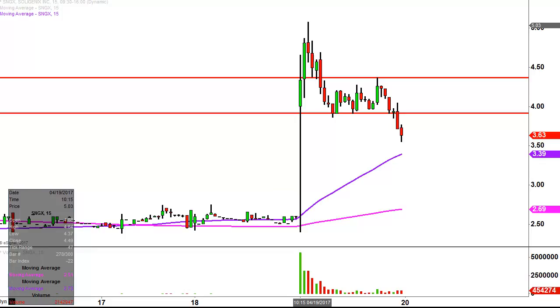But no doubt about it, whole lot of volume in this one today, price action all over the place. So we'll see how it all unfolds tomorrow.